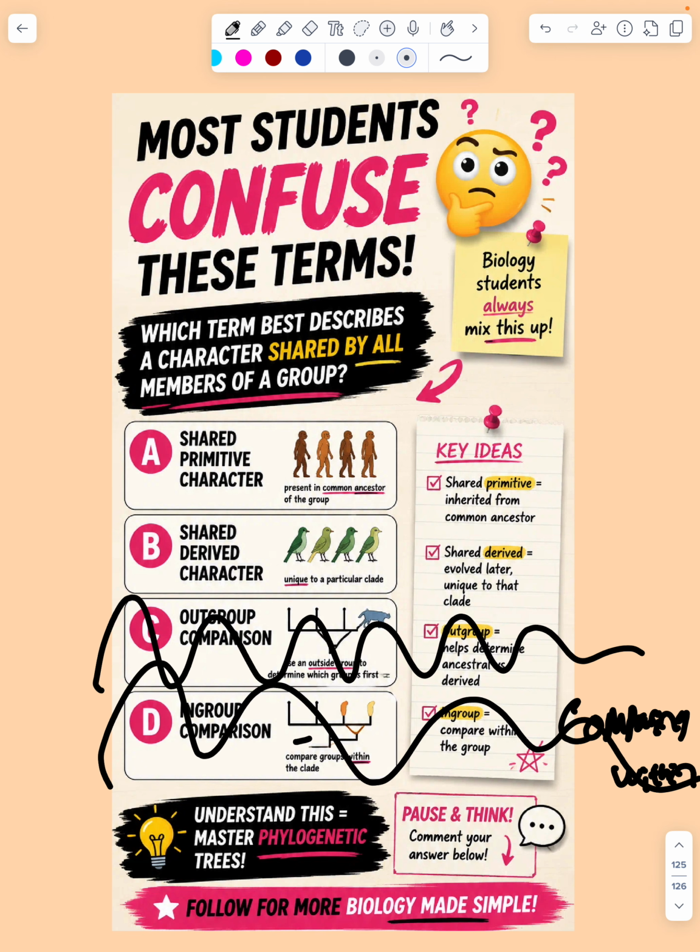A shared primitive character is a trait inherited from a common ancestor, meaning the trait existed before the newer evolutionary split happened. Now a shared derived character is newer. It evolved later and helps define a specific clade. That trait is unique to a more specific subgroup.